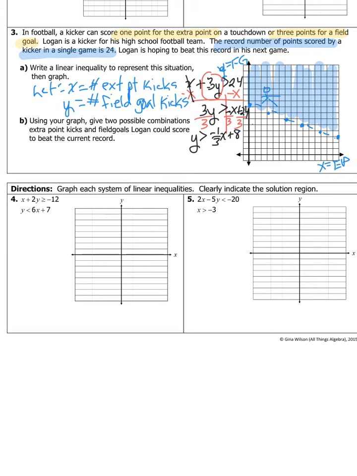So now to answer this question here, it says using your graph right here, give 2 possible combinations for the extra point kicks and the field goals that Logan could score to beat the current record. So anything here theoretically should beat the current record. So I'm going to choose one of them for you, and you can choose the second one on your own. So I choose that point. Why did I choose that point? Because it's in the shaded region. You could choose any ordered pair that's in that shaded region.